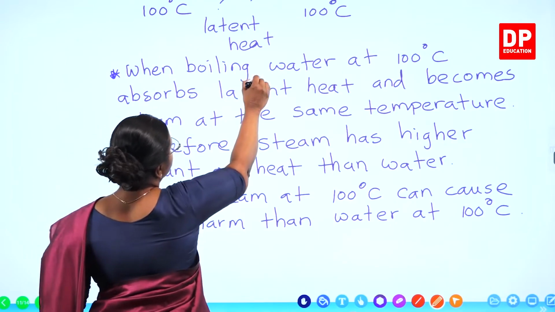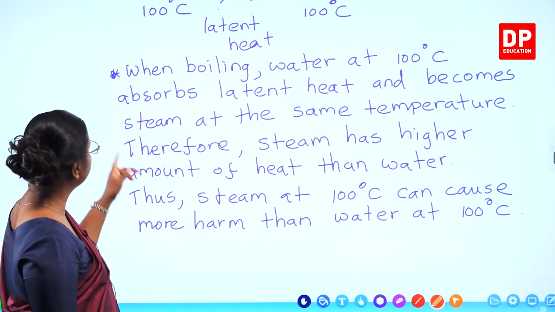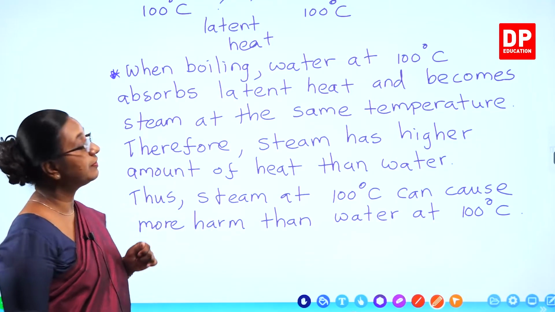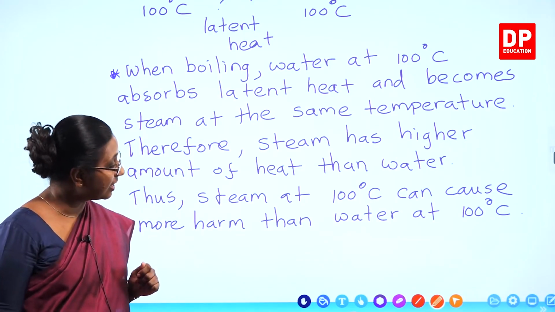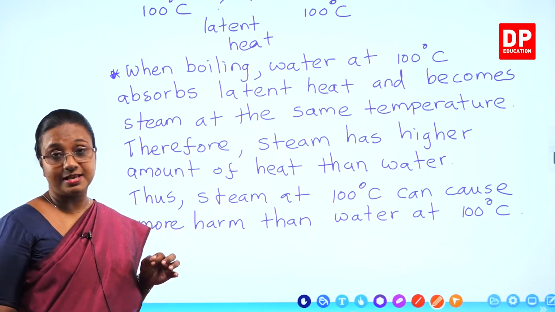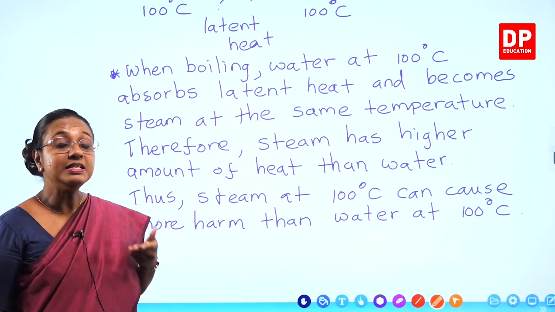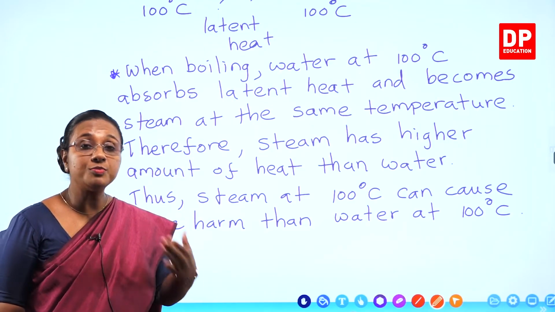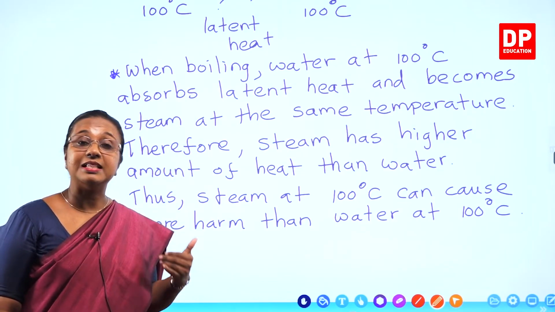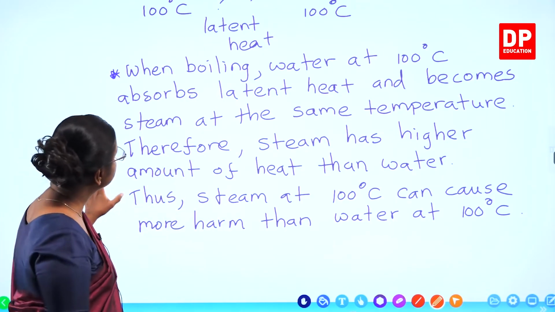So when boiling, water at 100 degrees Celsius absorbs latent heat and becomes steam at the same temperature. Therefore, steam has higher amount of heat than water. Thus, steam at 100 degrees Celsius can cause more harm than water at 100 degrees Celsius. Here it is important to mention that water absorbs the latent heat and becomes steam, so that the heat content of steam is greater than the heat content of water, although their temperatures are the same. That is the important thing.